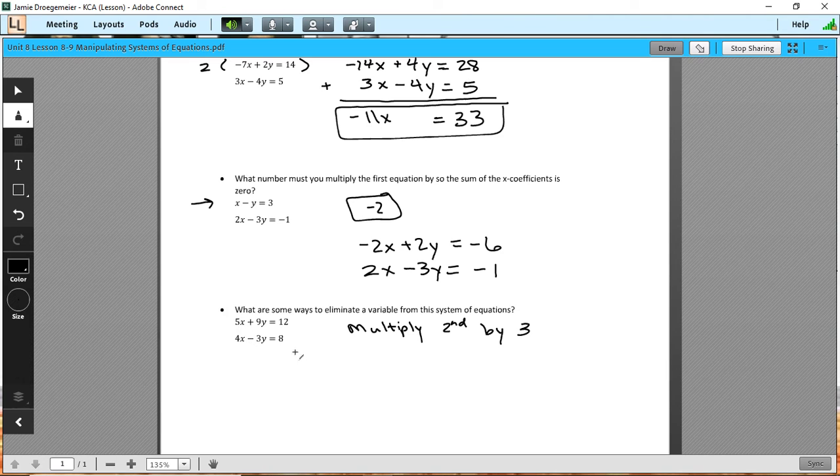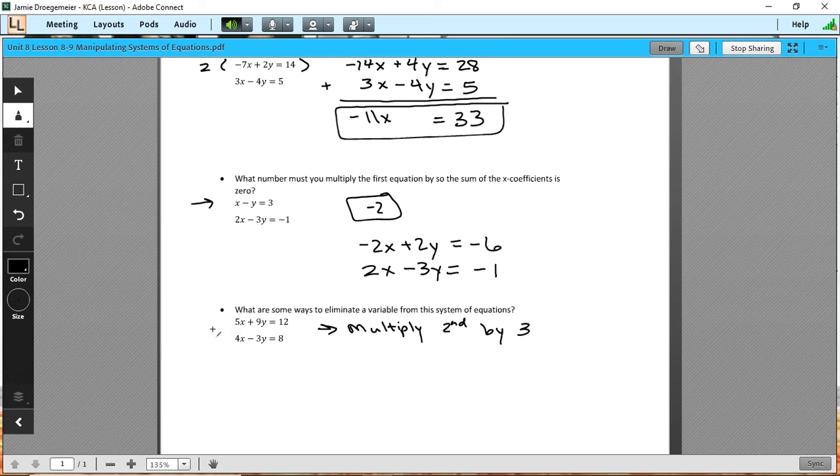I could look at the x values. That's going to be a little bit trickier. This I could do in one step. With this one, I can't. I would have to multiply by a fraction here in order to do that in one step here, and that's probably not going to be helpful in the long run for me.